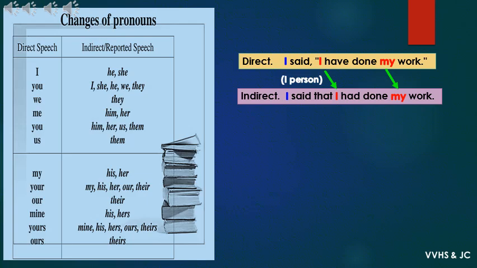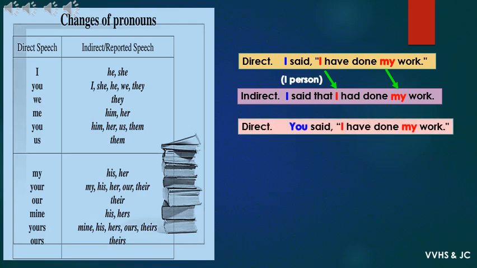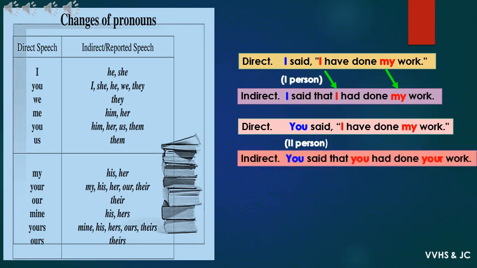Now let's look at the second sentence. You said, I have done my work. Here you is second person. So what will be the indirect speech? You said that you have done your work. Now I has changed to you and my work has changed to your work.